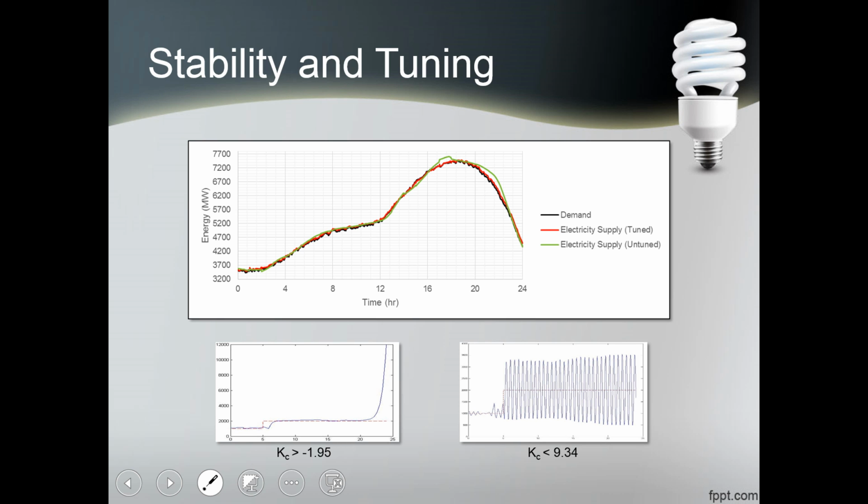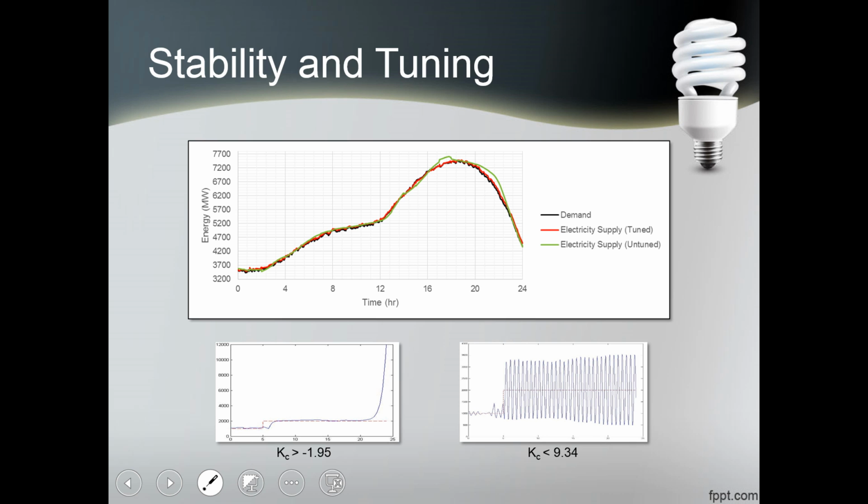So for stability and tuning, before we could tune our controllers, we conducted a stability analysis, but it was determined that we only needed to for the natural gas controller because of the lower capacity and slower ramp rates of the coal and nuclear plants. They ultimately couldn't make the system unstable.